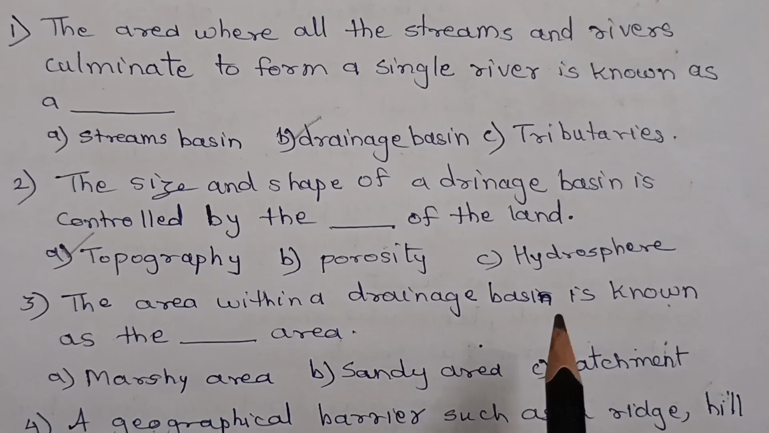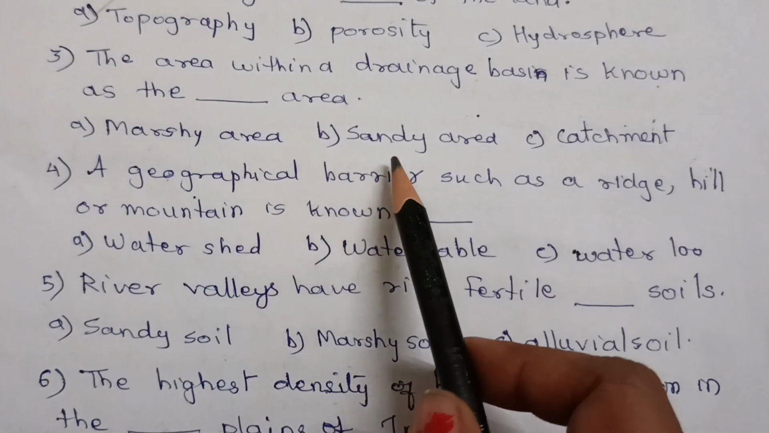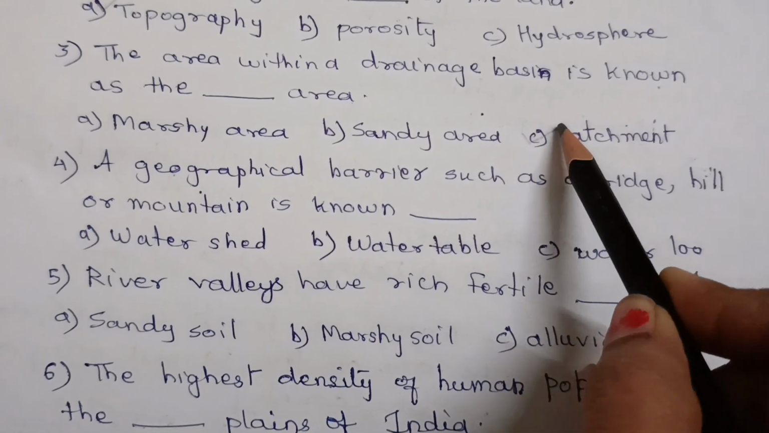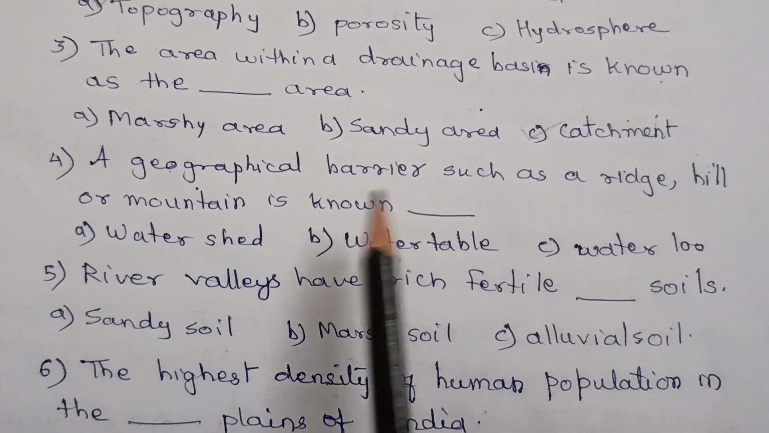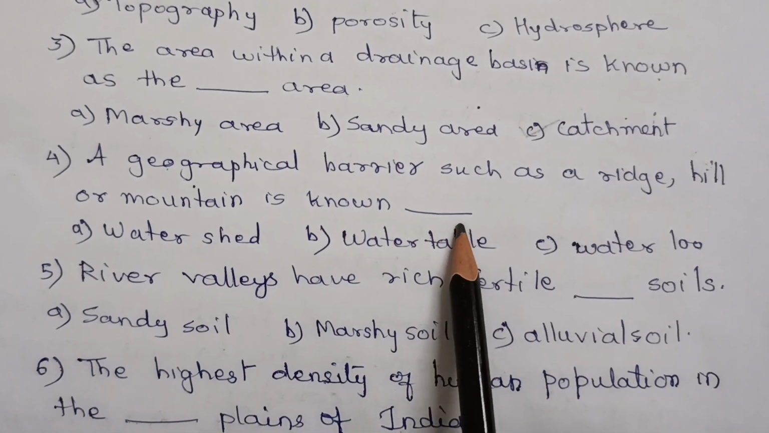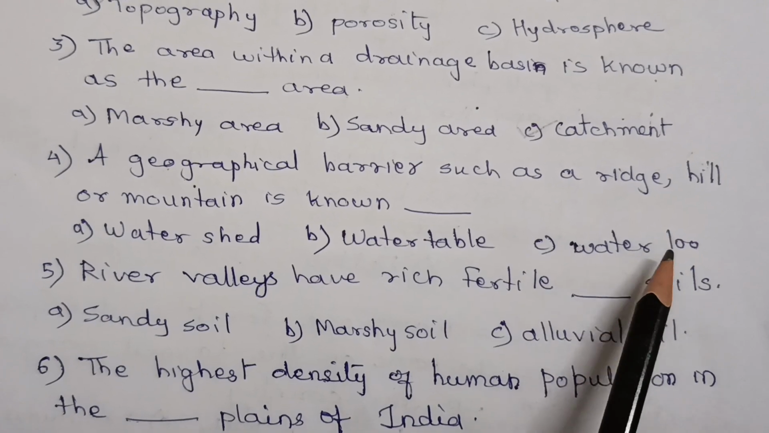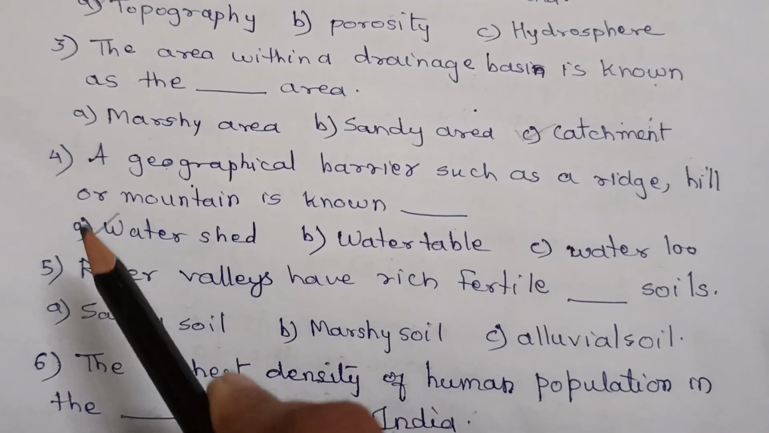Third, the area within a drainage basin is known as the dash area. A. Marshy area, B. Sandy area, C. Catchment, and the correct option is catchment area. Fourth, a geographical barrier such as a ridge, hill, or a mountain is known as dash. A. Watershed, B. Water table, C. Water loop, and the correct option is watershed.